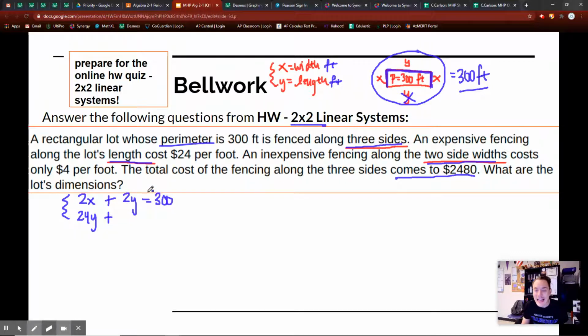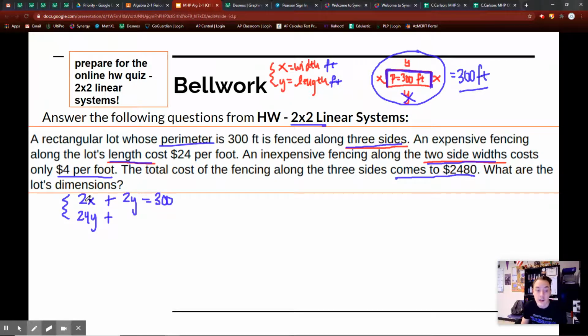So plus, I want to add that to my other widths here. So let's read on. An inexpensive fencing along the two sides costs only $4 per foot. Two side widths cost only $4 per foot. What does that mean? Well, $4 per foot just means multiply it again.